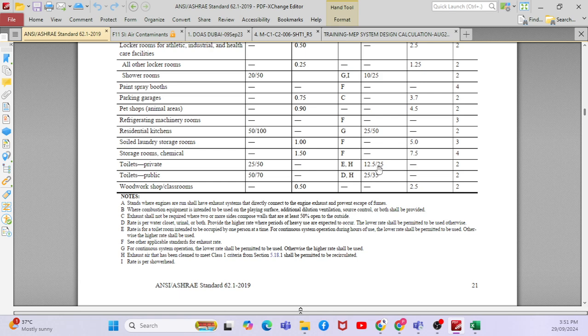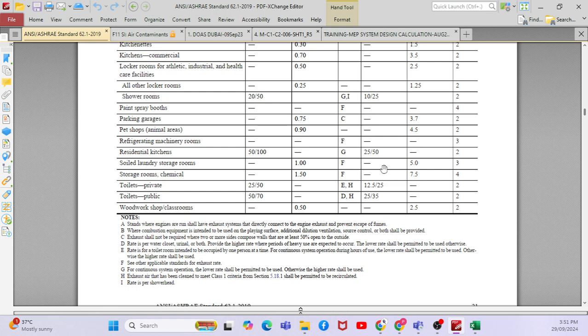So you have to take 25 liter per second. Clear, right? They have given the conditions here, so based on that condition, you have to take the flow rates. Here again for residential kitchen, you have a condition G. G is nothing but for continuous system operation, the lower rate shall be used. Otherwise, higher rate shall be used.